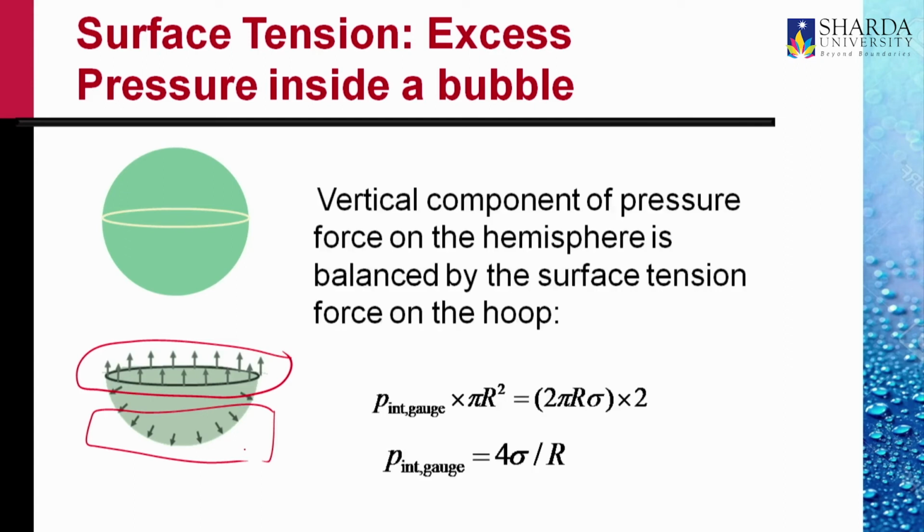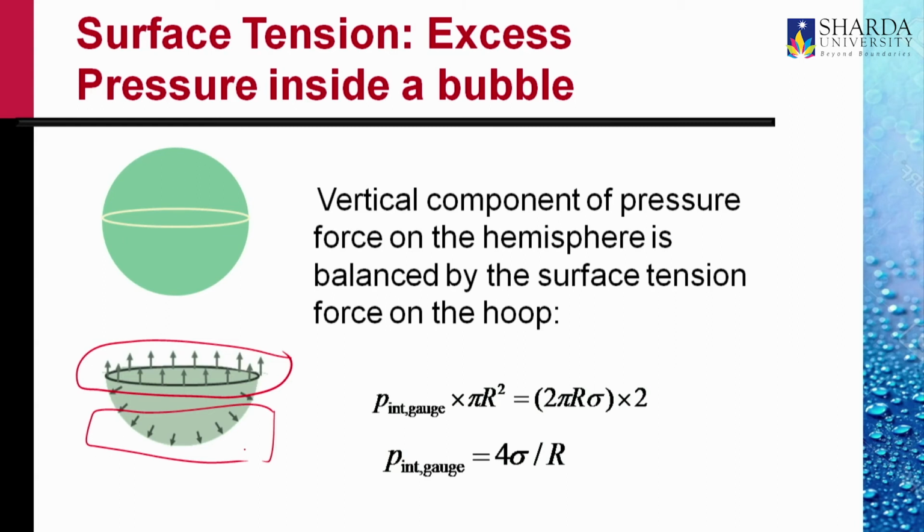And so the equation would be: P, the internal gauge pressure, that is above the outside pressure, times pi r square, the area of the equatorial plane, is equal to 2 pi r sigma, which is the force on one side of the hoop, times 2, because there are two sides to the hoop. So the internal pressure is 4 sigma by r.